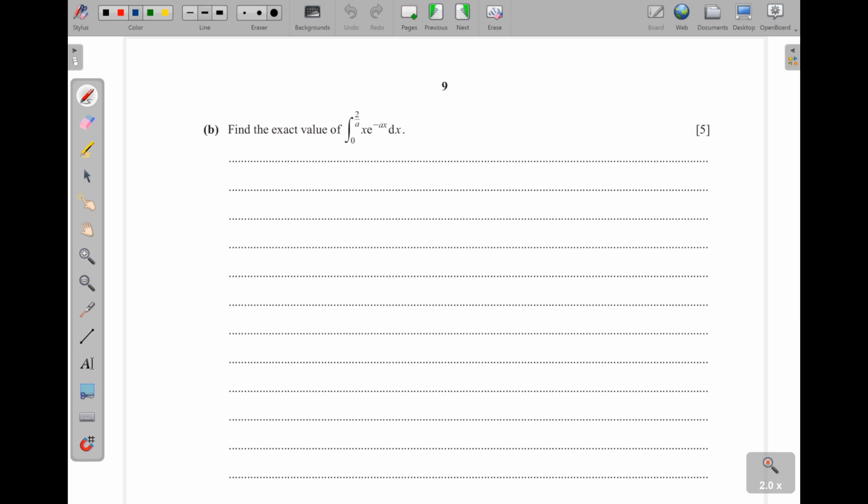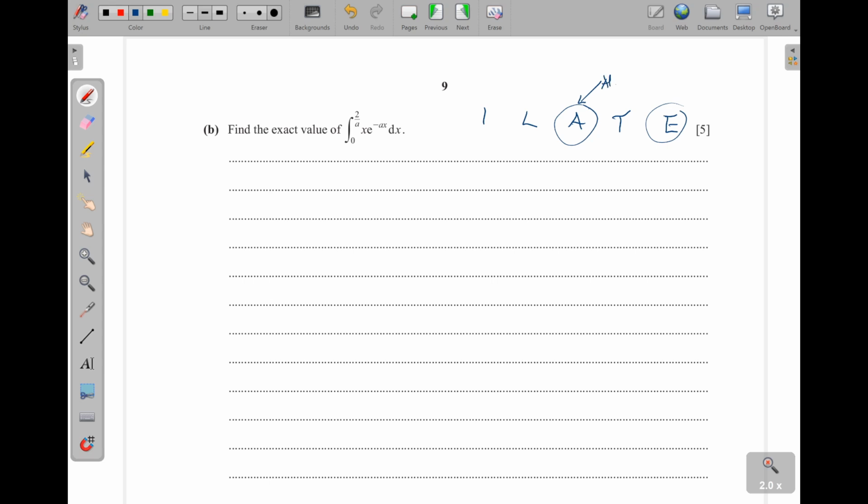Now here, part B, find the exact value of this integral here. You can see it is a product of two functions. So here we use integration by parts, and we use our acronym ILATE. I've always told you what it represents. This is inverse trigonometrical functions, this is logarithmic functions, this is algebraic functions, and we can see algebraic here. Then this one is trigonometric, then this one is exponential. So I'm using these two.